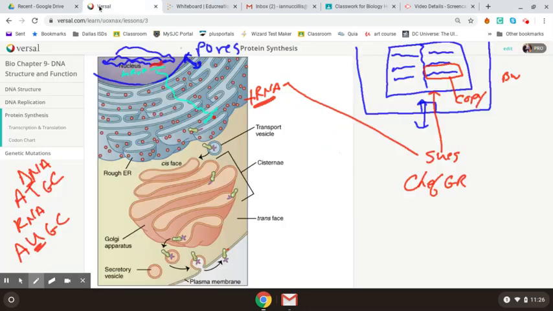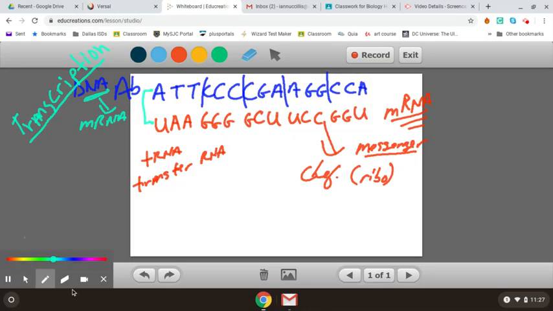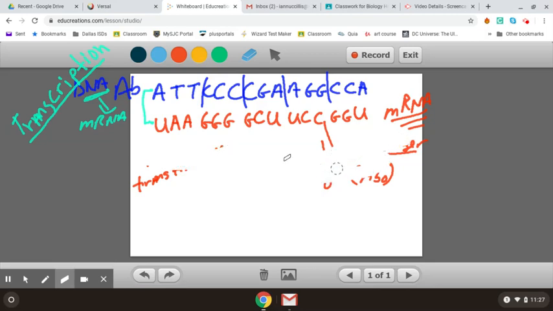So we're going back to here. This transcription that happened in here made our messenger, and that message is going to the chef, who's going to read that message, and then that message is going to be translated into a protein. So let me erase some of this stuff here. This was called translation, and this is our mRNA.